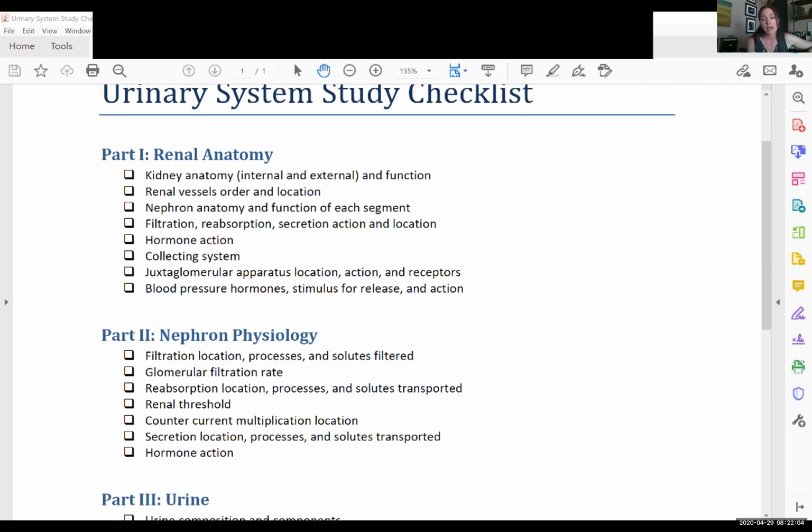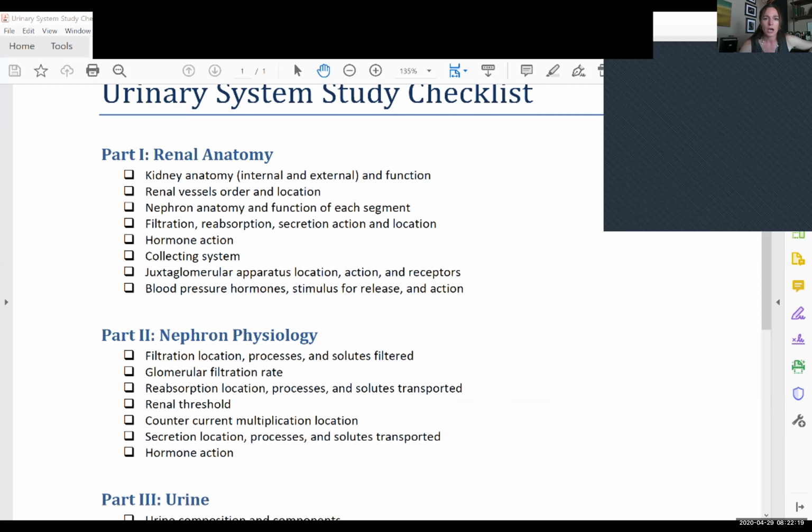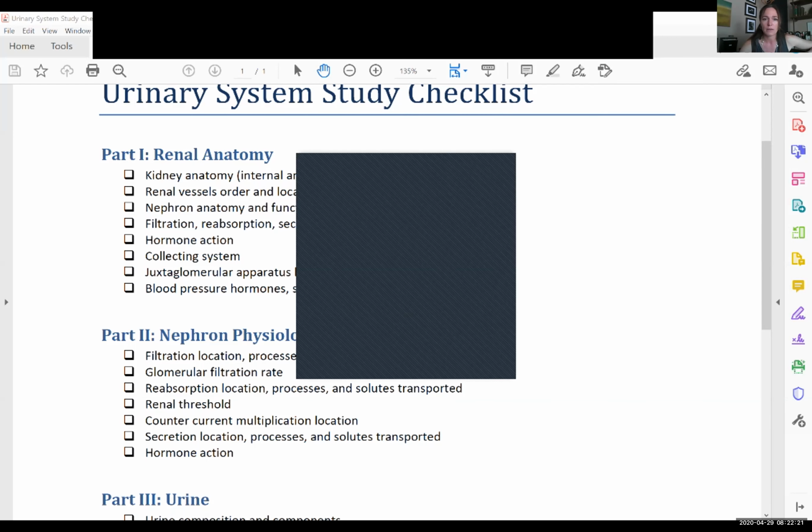Anything beyond that threshold level will remain in the filtrate and just leave the body via the urine. So the renal threshold really just is the maximum amount of something that we can have in our blood without peeing it out. You don't need to know the formula. You should just know the value. It's just an average value of what would be a healthy GFR.